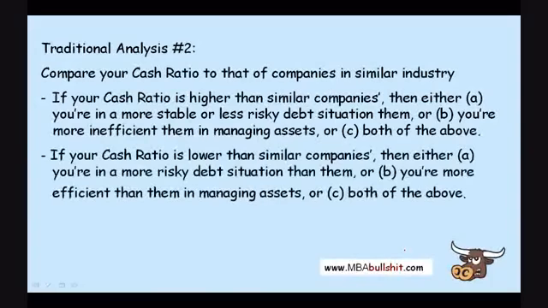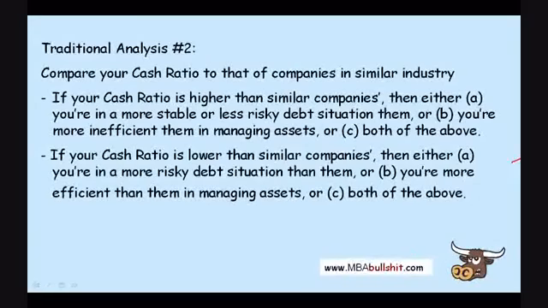If the cash ratio is lower than similar companies, then either it's in a more risky debt situation than them, or it's more efficient than them in managing cash. So it doesn't need much cash to operate properly. It doesn't need much excess cash to operate properly, or both of the above.